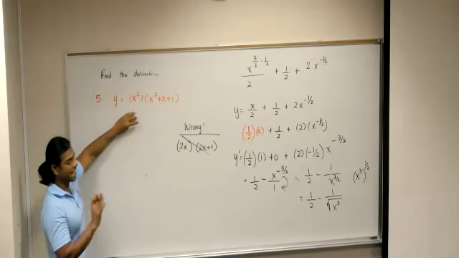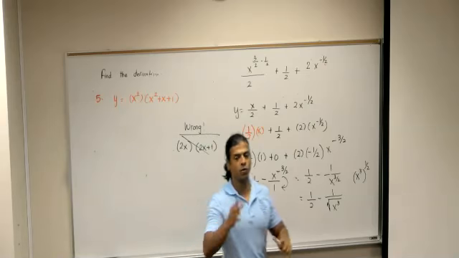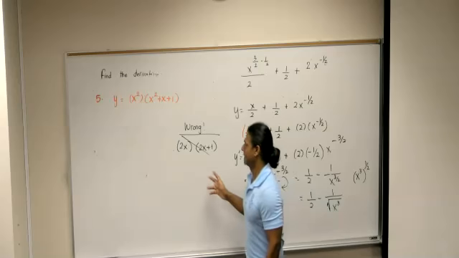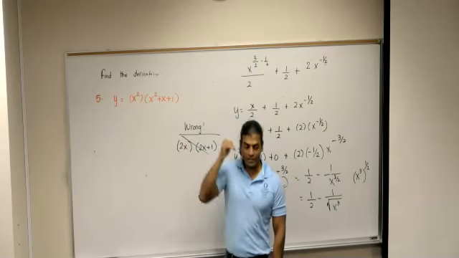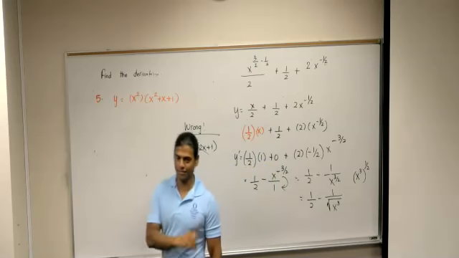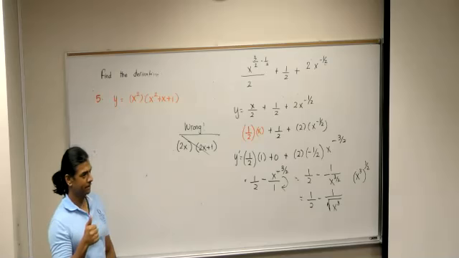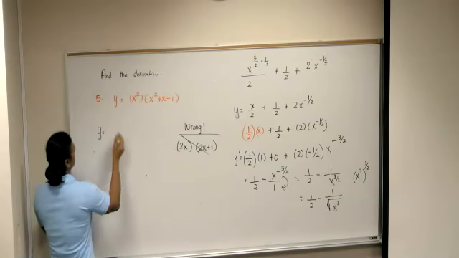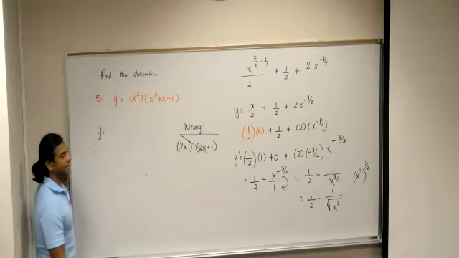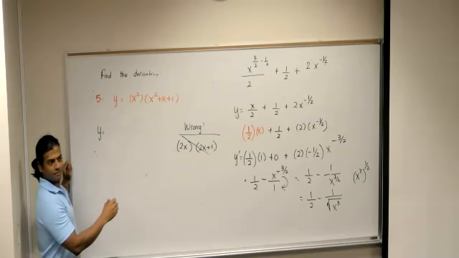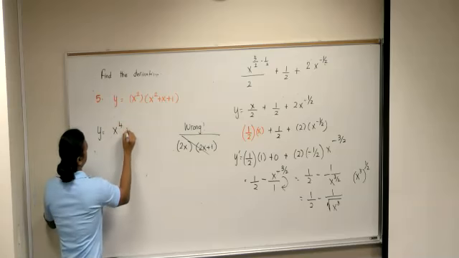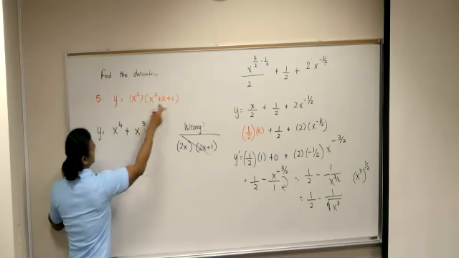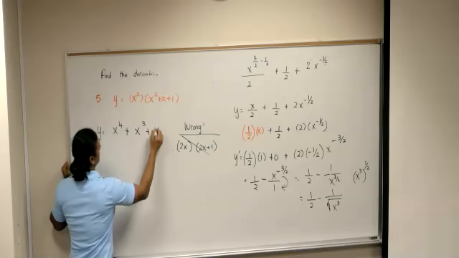So as long as you have terms in addition or subtraction, you can distribute the derivative. But if you have multiplication or division, you have to wait until section 3.2. So here, distribute x squared. x squared times x squared is x raised to 4. x squared times x is x raised to 3. x squared times 1 is x squared.